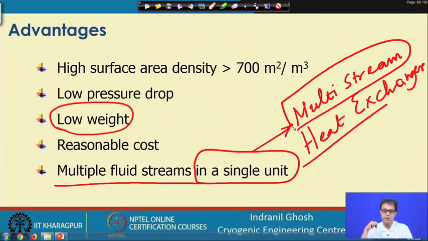We will later on see how these plate fin heat exchangers allow the handling of multiple streams within the same unit. Then we also have the advantage, particularly with respect to this plate fin type heat exchanger, that we have the intermediate entry and exit of the fluid streams. That gives a big advantage or flexibility in the handling of the fluid streams. So, not only does it handle multiple streams, it also helps intermediate entry and exit of the fluid streams in the heat exchanger.